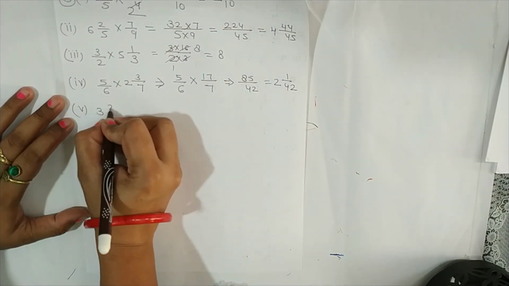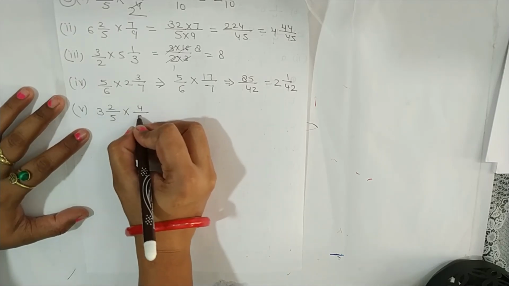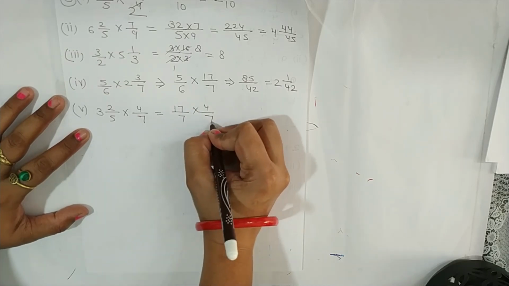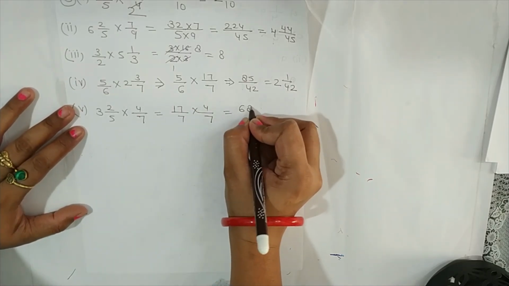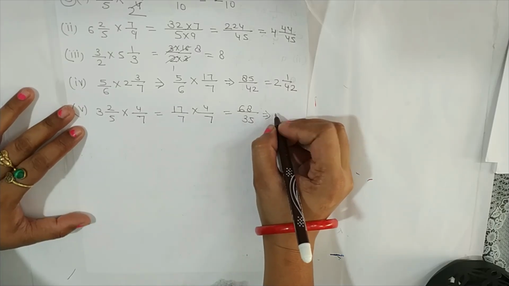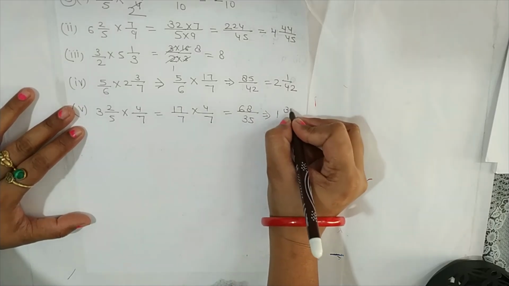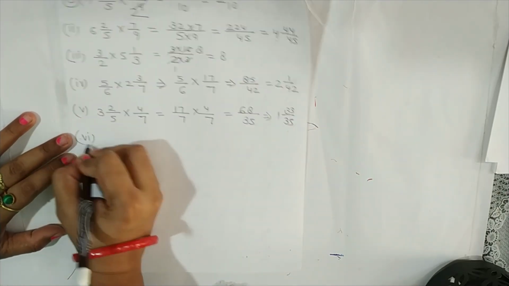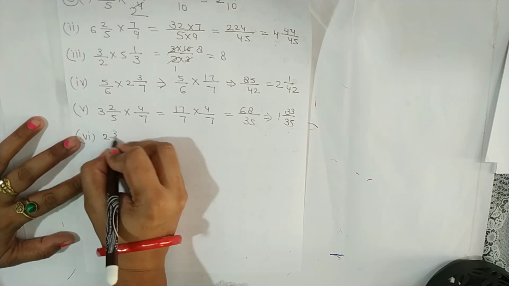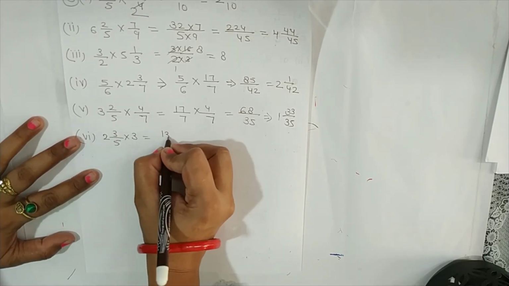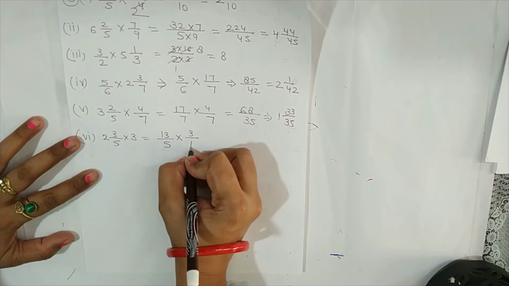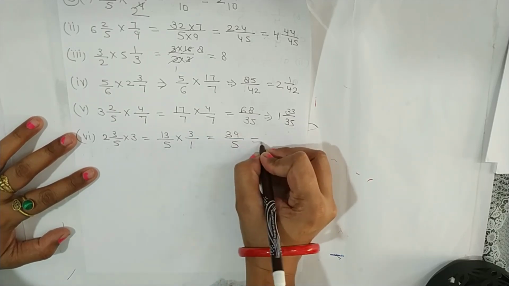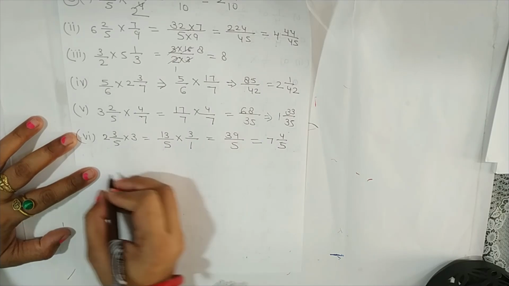Fifth one, 3 2 upon 5 into 4 upon 7. It will be 17 upon 5 into 4 upon 7. Can't be reduced, so it will be 68 upon 35. Now into mixed, it will be 1 whole part, 33 upon 35. Last one, 2 3 upon 5 into 3. It will be 13 upon 5 into 3 upon 1. So can't be reduced, so it will be 39 upon 5 equals 7 4 upon 5.